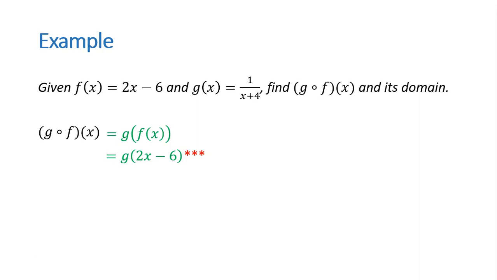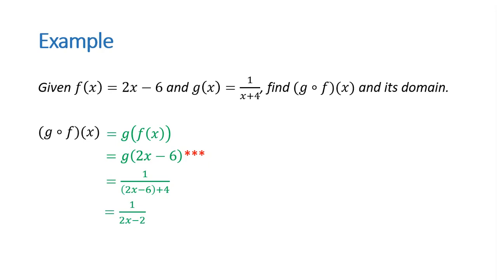So we plug in our 2x minus 6, we add it into our g of x, and so now we have 1 over 2x minus 6 plus 4. So I combine my like terms. I can simplify in one step. The negative 6 and the plus 4 combine together. So we have 1 over 2x minus 2.